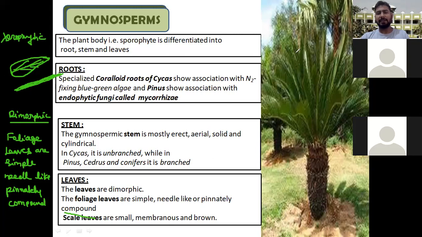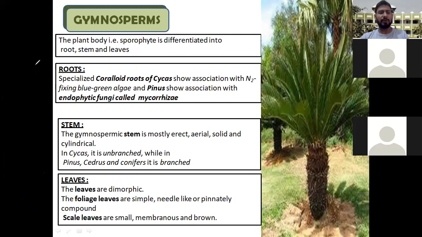If you have studied pinnately and palmately compound, what is pinnately compound and palmately compound? Simple leaves and compound leaves. Simple leaves means, I am just drawing here to clear your concept. This is the leaf.